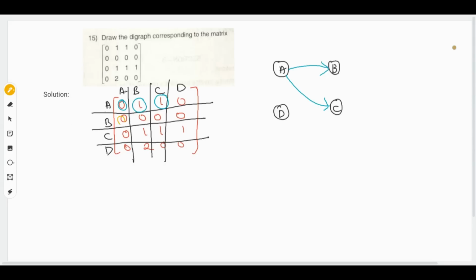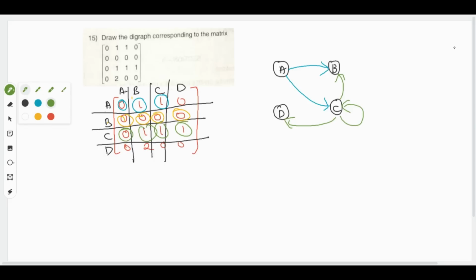B to A we have 0, B to B is also 0, B to C is also 0, B to D is also 0. That means there is no connection for B. Then moving on with the next one, we have C to A is 0, C to B is 1, then C to C is 1. C to C means it is a self loop. Then C to D it is 1. So from C to D it is 1.